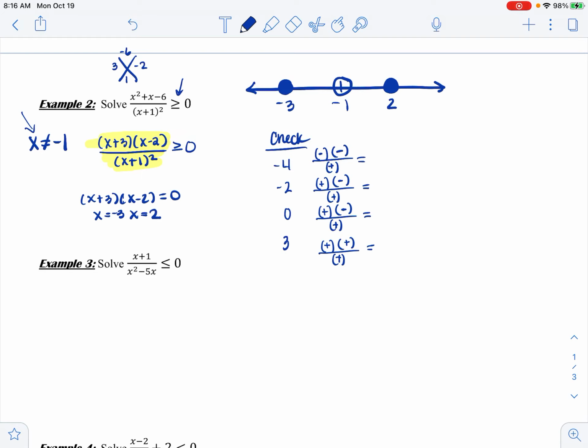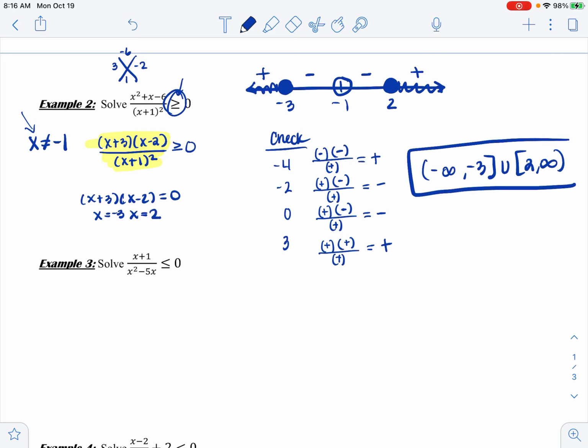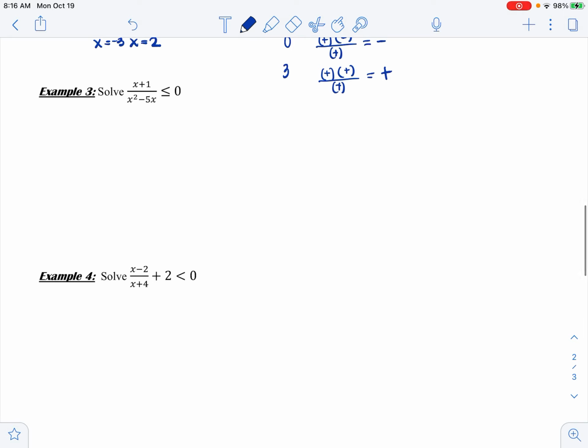All right, so now let's see what all these are, because I waited to do that. Notice you can do it a bunch of different ways. So this gives me a positive over a positive, which is a positive. This gives me a negative over a positive, which is a negative. Negative over a positive, which is negative. Positive over positive, which is positive. So these are all greater than 0, less than 0, less than 0, greater than 0. Look at my inequality symbol. I want greater than 0, so I want these and these. So now I want to write my solution set. That's negative infinity to -3, including 3, union 2, including 2, and everything greater than that. And there's my solution set.